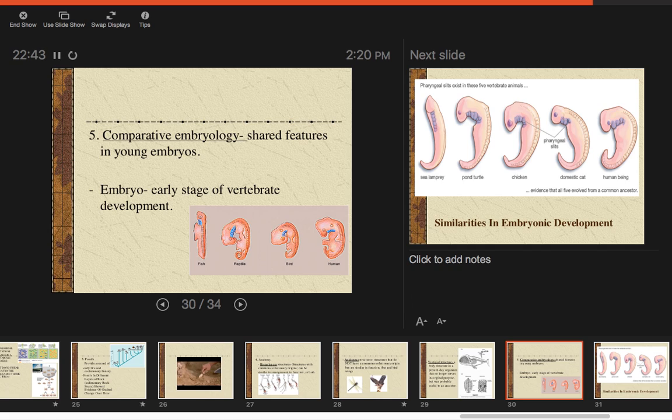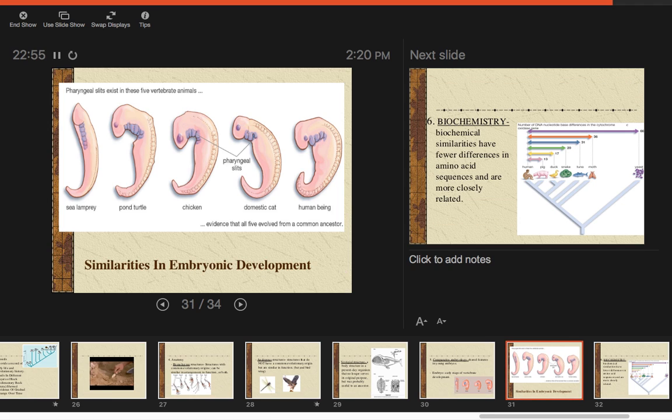Next one, comparative embryology. When you compare embryo development, you can see the similarities between species and see how related they are by looking at their embryo development. And there's some different examples there.